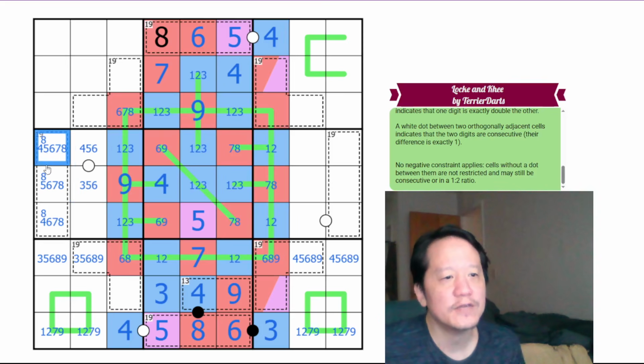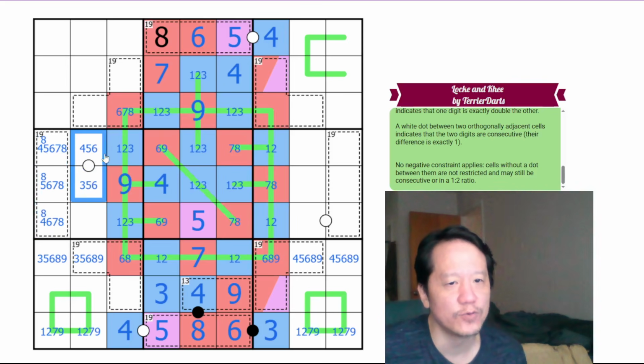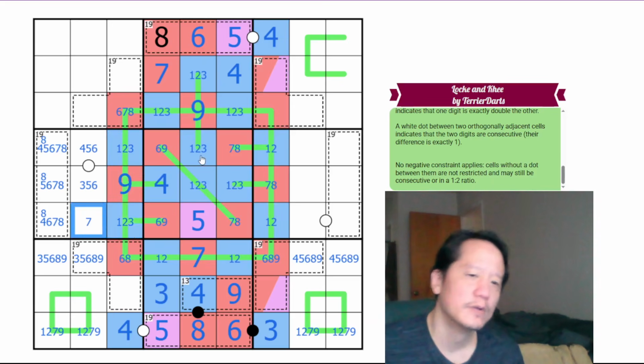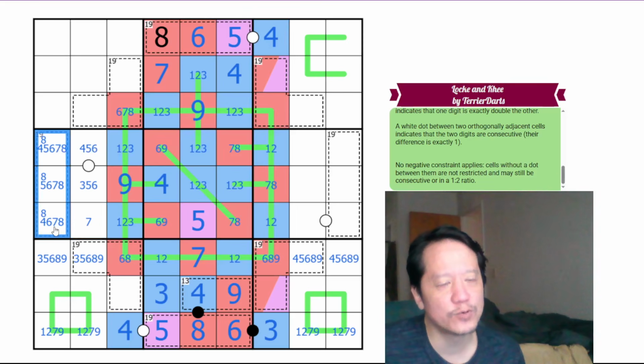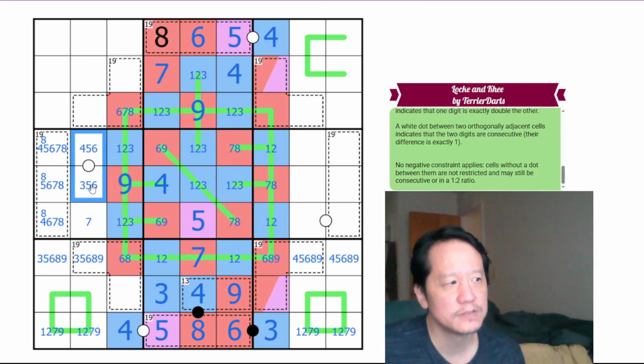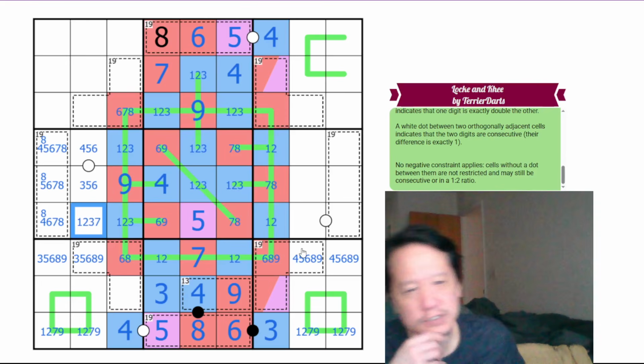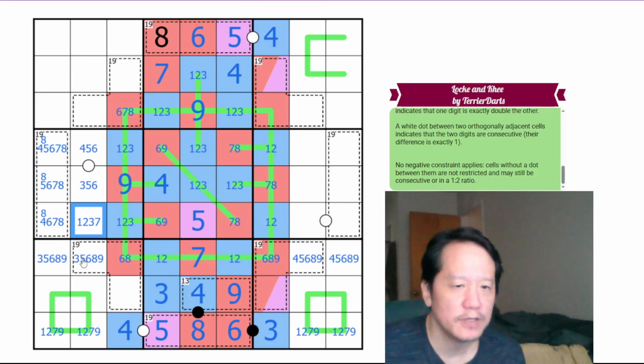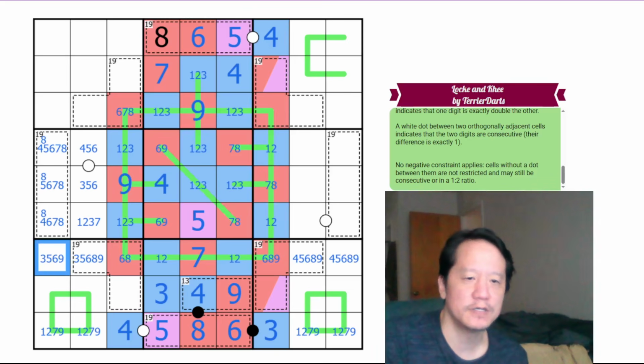So, okay. If this is 5, 6, 8, this is 3, 4, this is 1, 2, and this must be 7. If this is 4, 7, 8, this must be 5, 6. And we have 1, 2, or 3 here. Interesting. So those are the possibilities there. Either way, this cannot be 8 here.